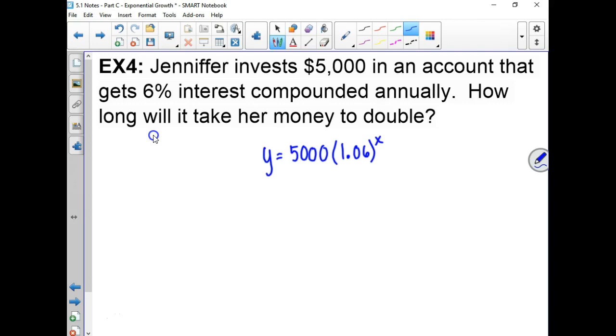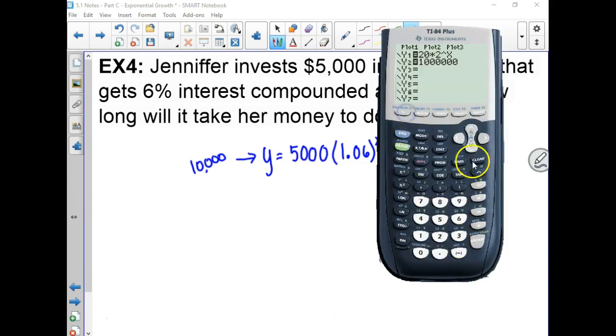So we want to know how long it'll take the money to double. If we take 5,000 and we double it, that's $10,000 there for our y. So in our calculators, what we can do is go to y equals. Let's clear out the stuff we had from before. And we're going to type in our equation, 5,000 times 1.06 to the x power. And then in that second line, I'm going to put 10,000 just so that I can see it on my graph.